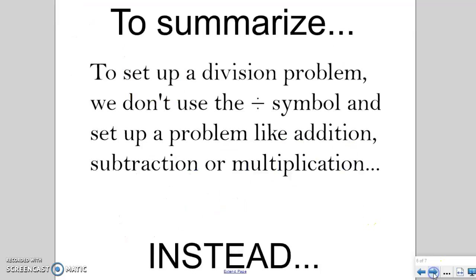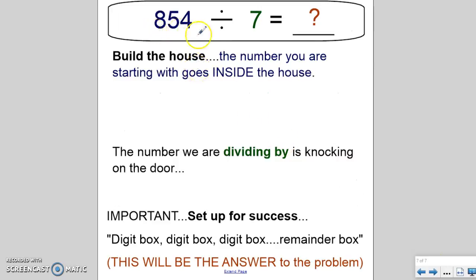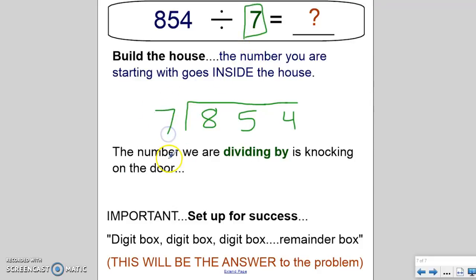All right, so to summarize, to set up a division problem, we don't use the division symbol and set it up like we would addition, subtraction, or multiplication. Instead, if we have a problem like 854 divided by 7, first we build the house. The number you are starting with, in this case it's 854, goes inside the house. Space them out for yourself. 854. It kind of looks silly, but it's going to make your life so much easier. Please, please, please. Now, the number we're dividing by, in this case we're dividing into groups of 7, is going to be knocking on the door.